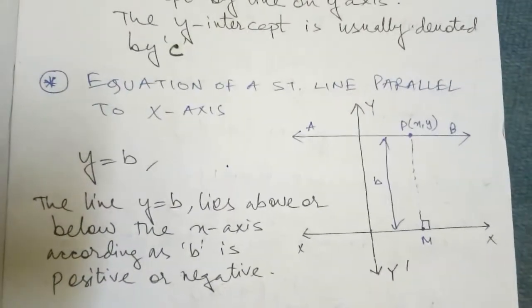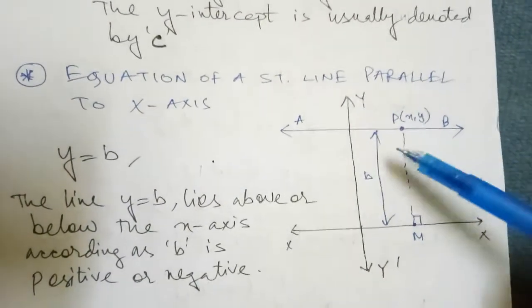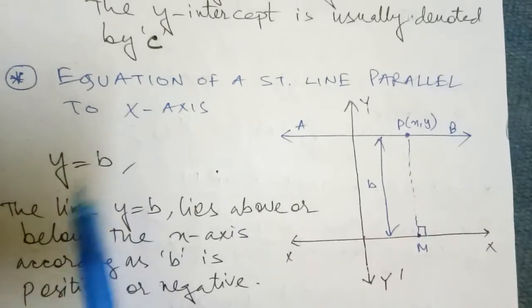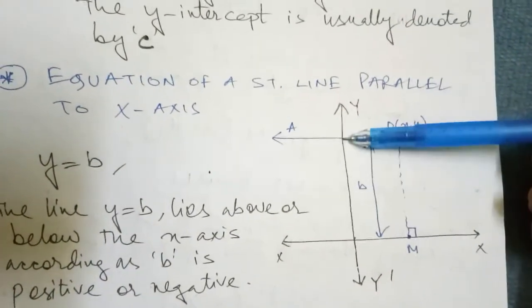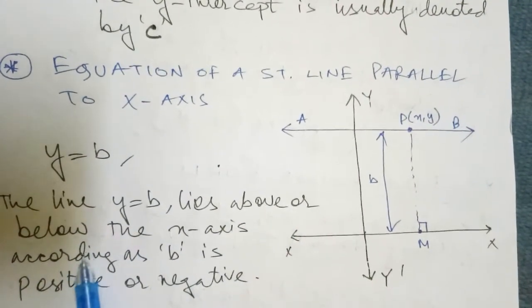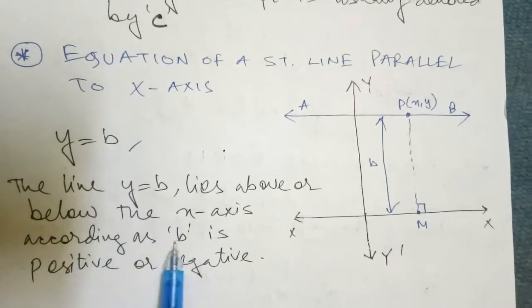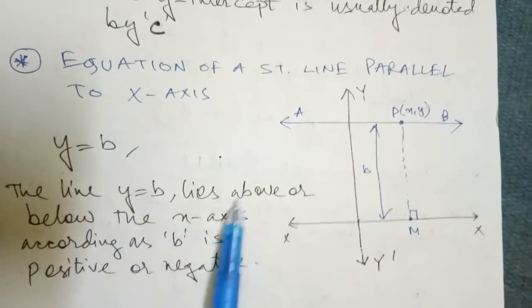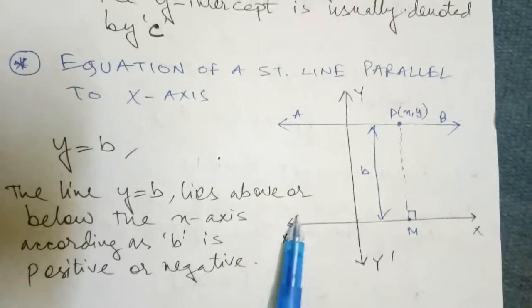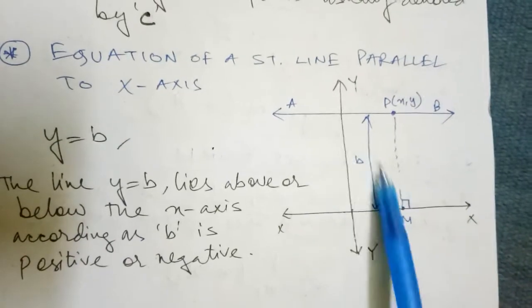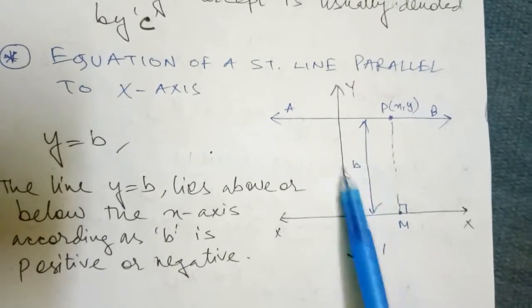Now we come across another thing, the equation of a straight line parallel to the x-axis. See, AB is the line parallel to the x-axis. Now y equals b. Y will be totally b. Y equals b lies above or below the x-axis according as b is positive or negative. This depends on the value of b. If b is positive, it is above, and if b is negative, it will be below.